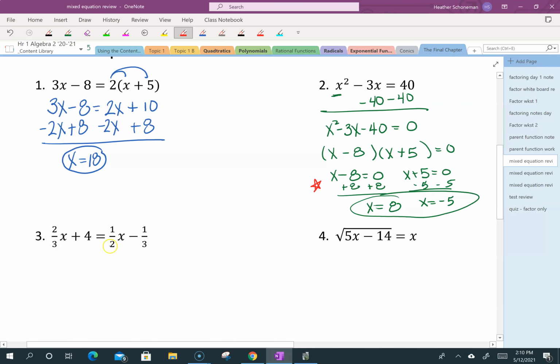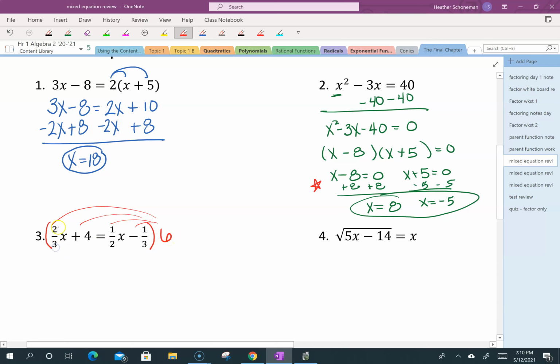So I'm going to look at this equation and look at the denominators. I have a 3 and 2 and a 3. So the least common multiple of 3 and 2 is 6, and so 6 is what I'm going to multiply the whole equation by. Now I can't leave anybody out, so I have to multiply everything by 6 to keep my equation balanced. So now let's use our shortcut with our fractions.